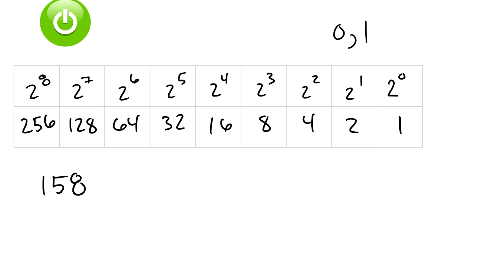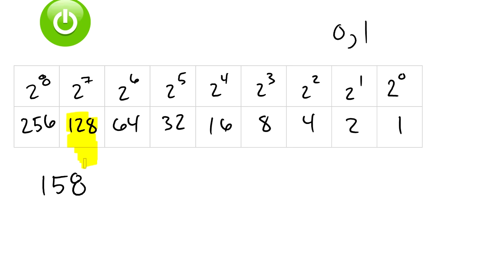And you can see 256 is too big, but 128 is perfect, right? So I've got 128 by turning on that place value. So in my answer, everything I highlight in yellow is going to be a 1, and the things that I don't highlight will be zeros. They will be turned off.